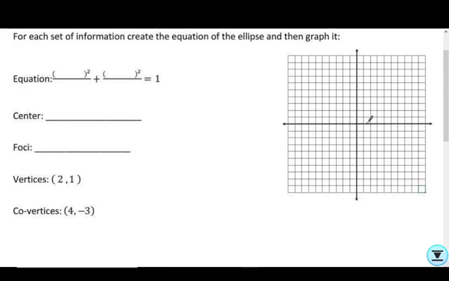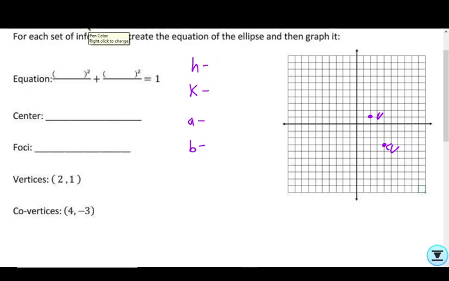So 2, 1, that's where one of my vertices is. Now my co-vertices is at 4, 1, 2, 3, and negative 3. So this is a co-vertices. Now, I need to figure out what h, k, a, and b are.